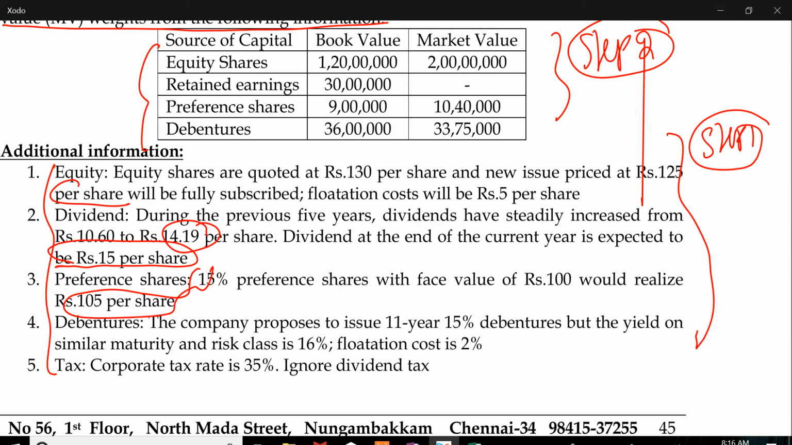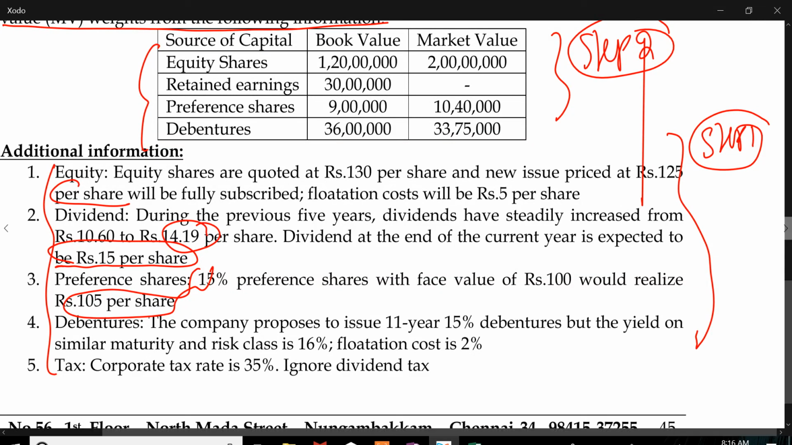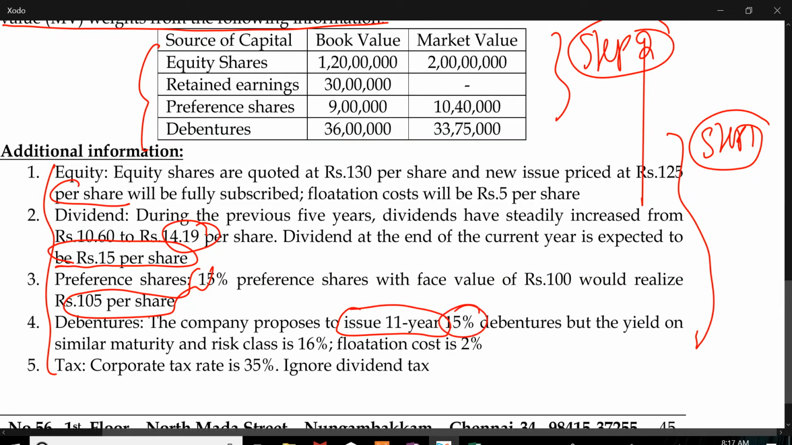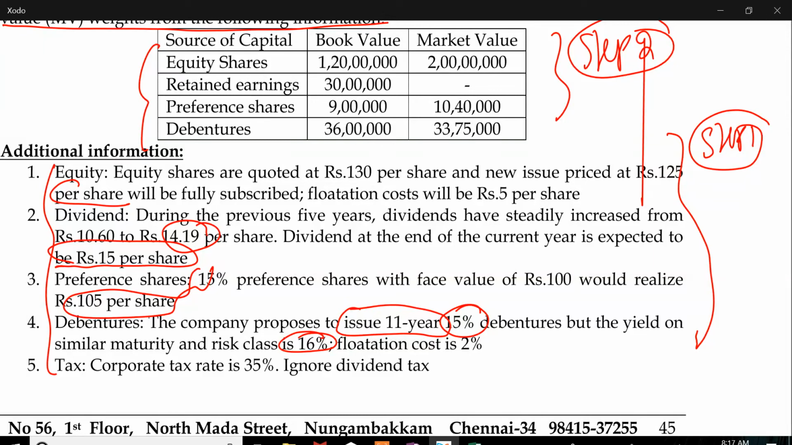Now when it comes to debenture, they say they are going to issue what? 11 year. 11 year means it's a redeemable debt. We are going to pay how much? 15%. Yield is how much? 16%. Yield on similar maturity and risk classes 16%. I am giving 15%. People are expecting 16%. Can I issue at par? Can I issue at premium? I have to issue at discount.